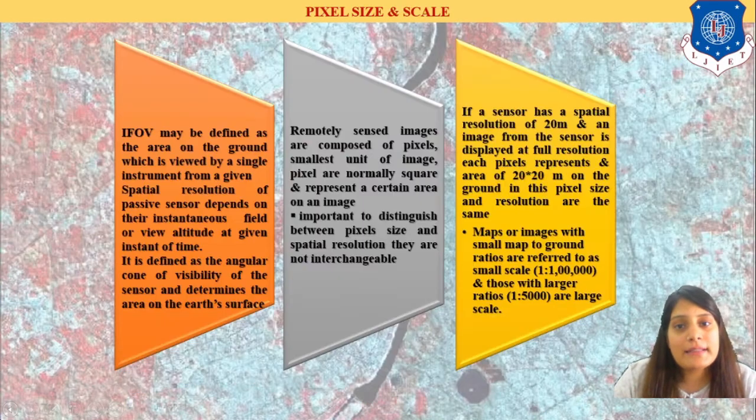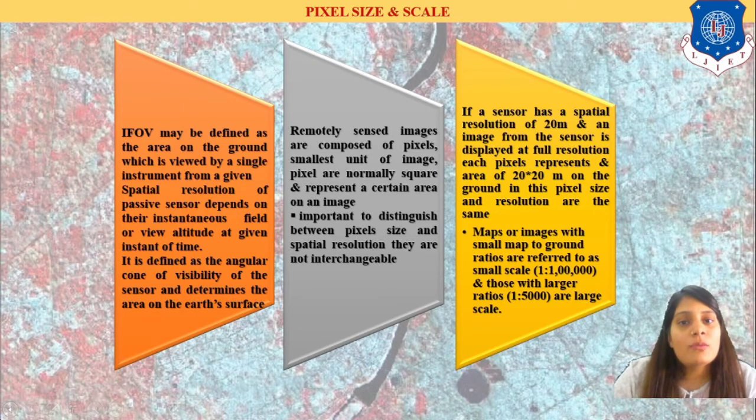Now, let us see the important topic which is known as pixel size and scale. What is pixel size and scale? We all know that remotely sensed images are made up of pixels, which are the very smallest unit of an image. And it is important to distinguish between pixel size and resolution. We will take here the spatial resolution because they are not interchangeable. Now, how can we identify the pixel size and scale, right?